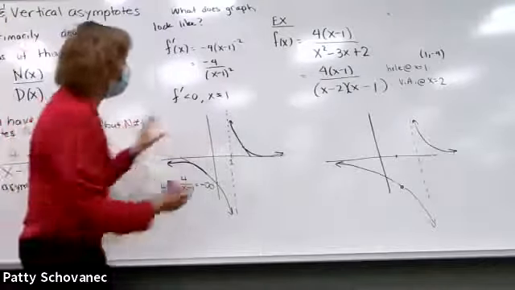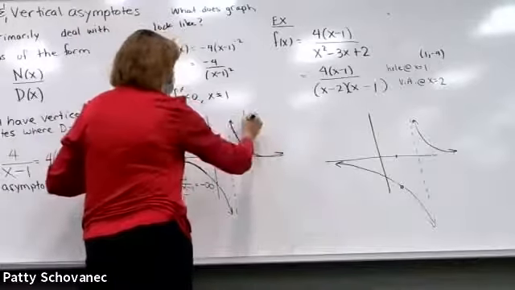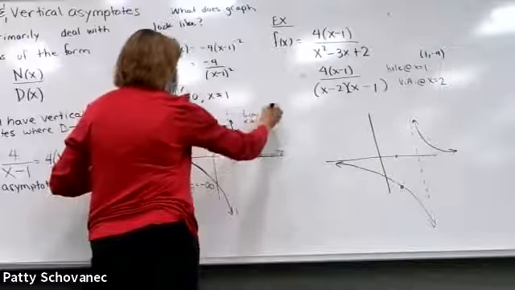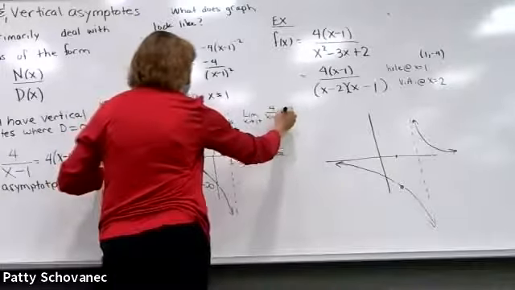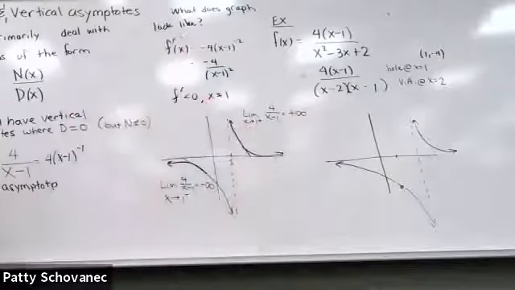I say this with the right-sided limit. X is going to 1 from the right of 4 over x minus 1. It's big positive numbers. So when you have an asymptote, you're going to have one-sided limits that go to infinity, either plus infinity or negative infinity or some mixture of.